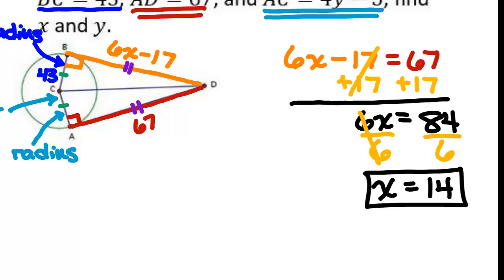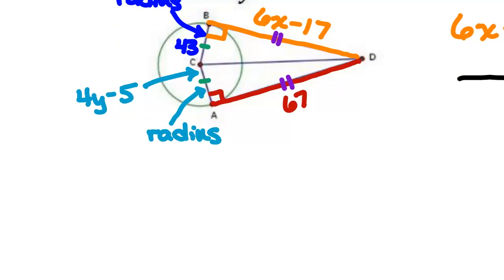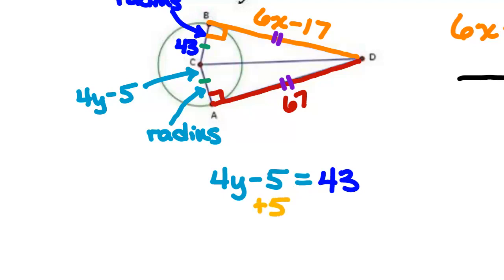Right, there's half of what they wanted me to find. How do I find y? Set the radii equal to each other, yes. 4y minus 5 is equal to 43. So then I'm going to add 5 to both sides.